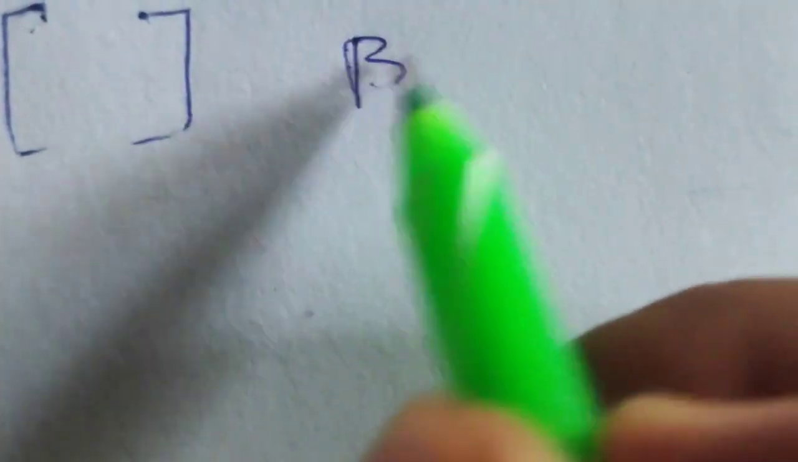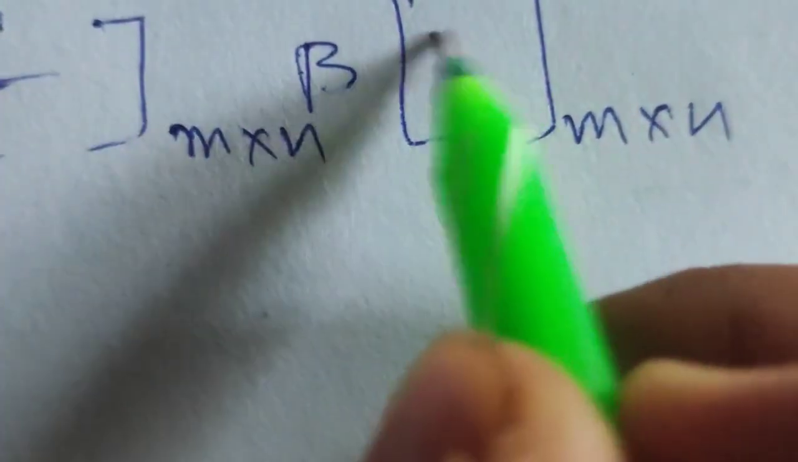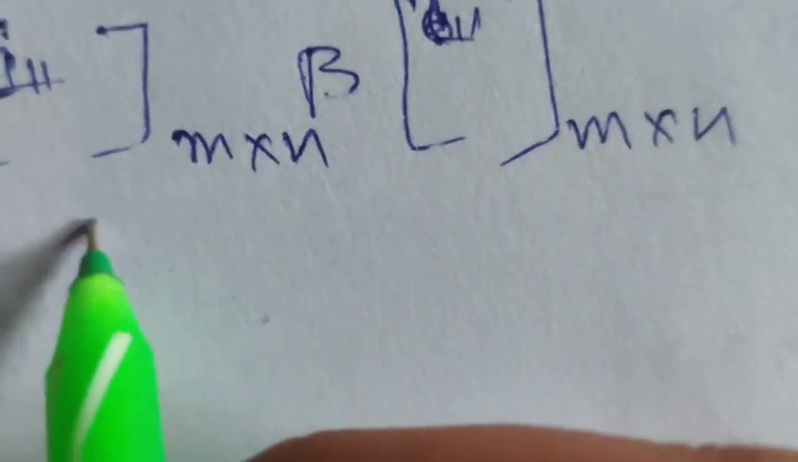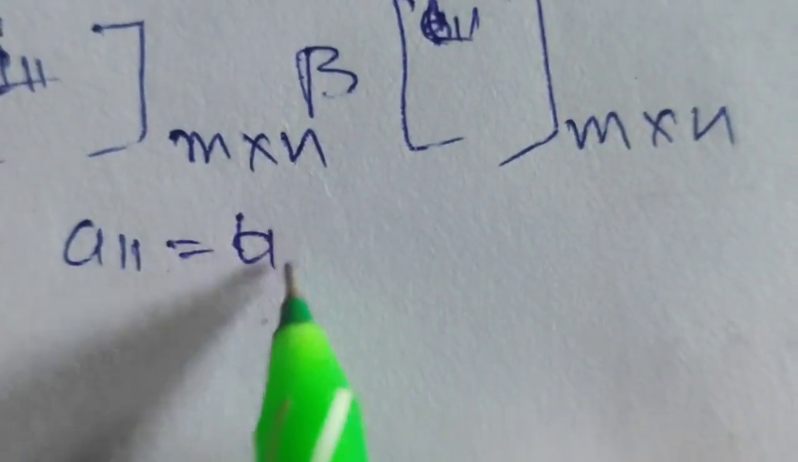We talk about addition of matrices. Before going to this topic, let's summarize the previous topic, that is, recap the topic of equality of matrices. The equality of matrices says if two matrices A and B are equal, their order must be the same and their individual elements are also the same. For example, this is A11 and this is B11, so A11 is equal to B11.